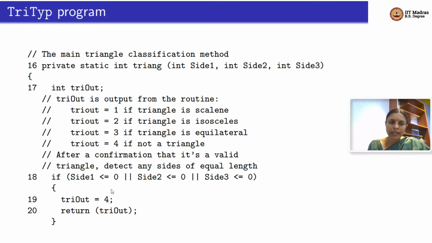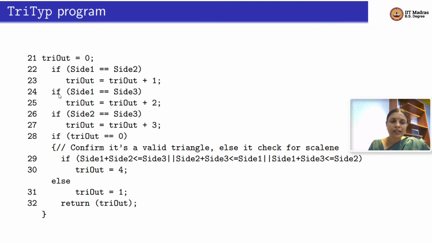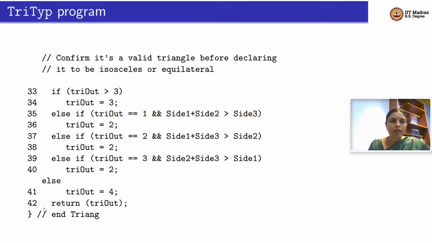So between these three slides, what is happening is it takes these inputs A, B, C, passes it to sides 1, 2 and 3, and does a slightly longish kind of code to check whether it's a valid triangle or not. Here it confirms that it's not a valid triangle in 18 and 19. And this code here that you see in the second slide, lines 21 to 32, followed by 33 to 42, basically is a slightly long procedure to correctly input the classification of the triangle to be isosceles, equilateral or scalene.